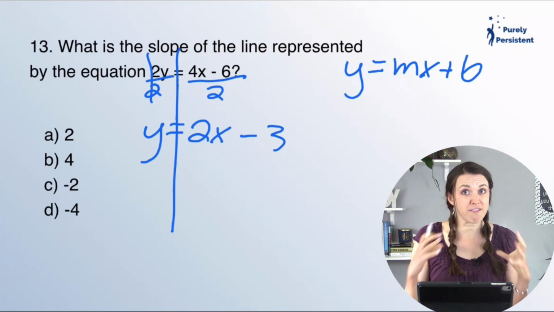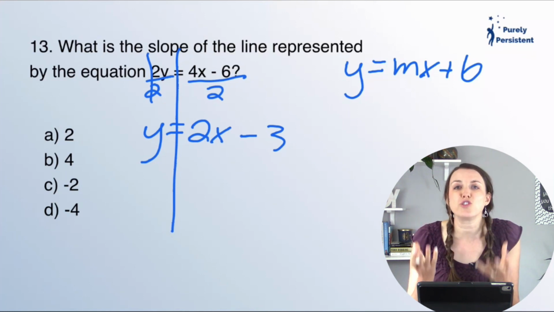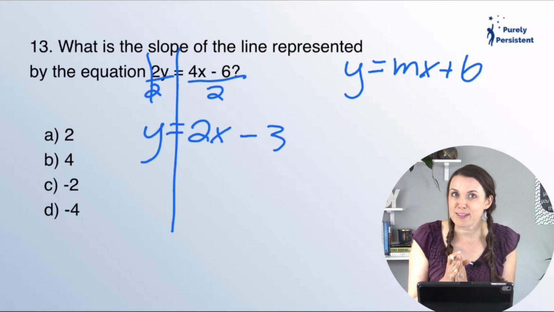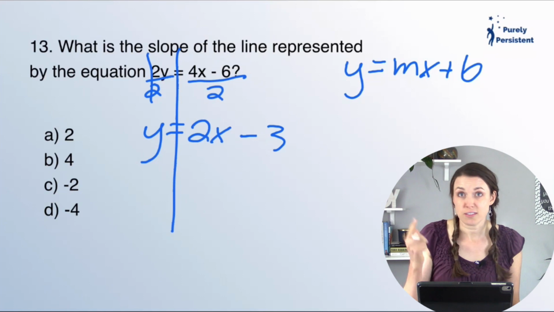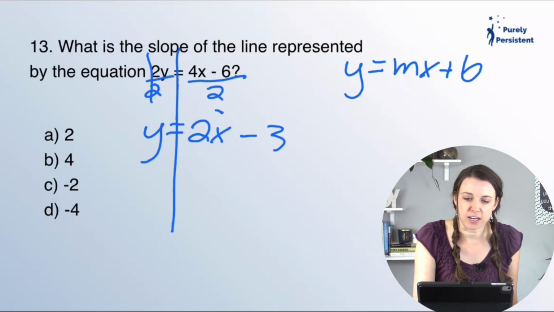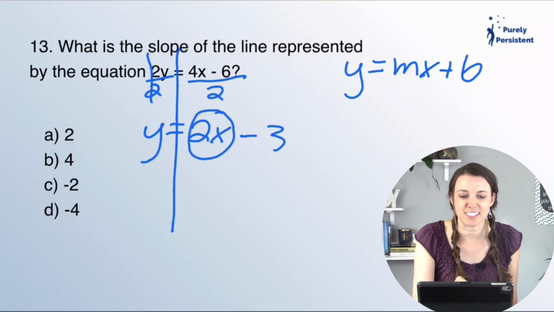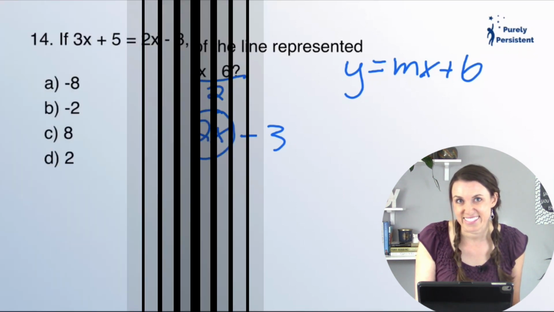All right, so now we've got it, but it wants to know what is the slope. Do you remember what the slope is? The one that is attached to the x, right? So we've got our 2 right here, 2x, that's the slope. So 2 is the slope, and the answer is A.